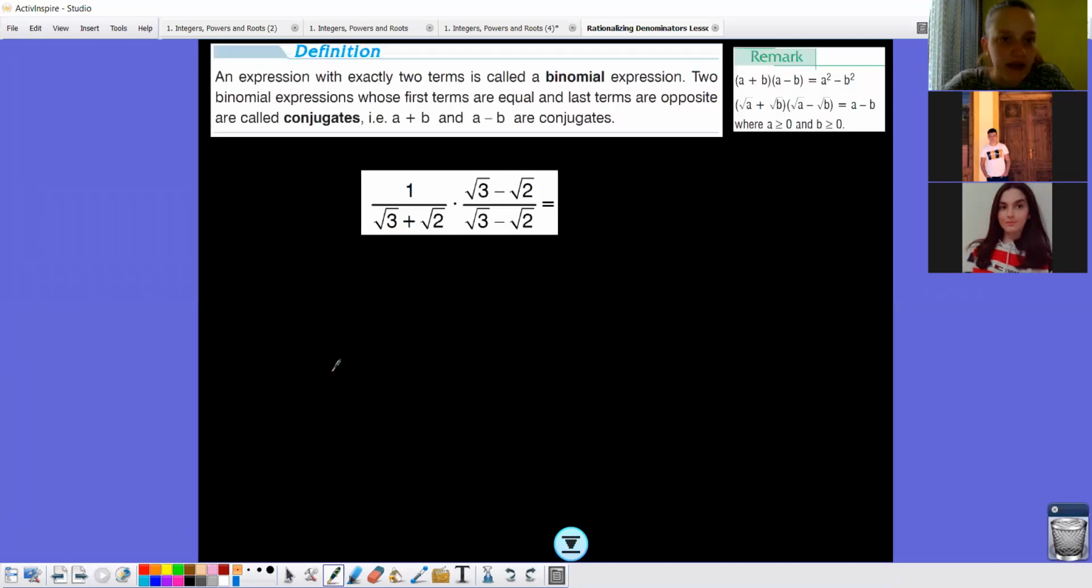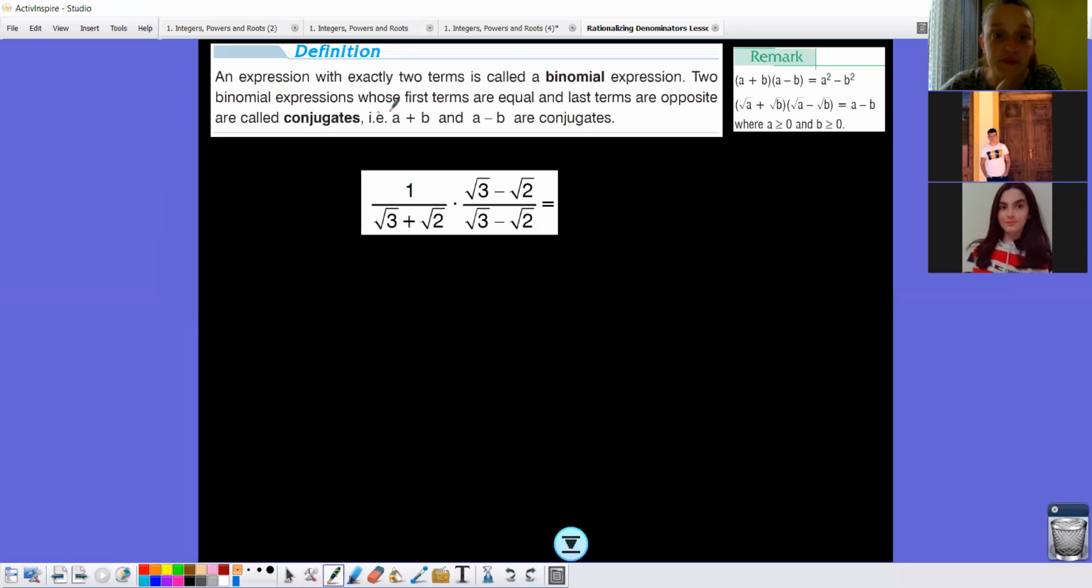Now, if we have denominators like the addition of 2 square roots, what will we do? Here there is a definition. An expression with exactly 2 terms is called a binomial expression. You know this one, yes?